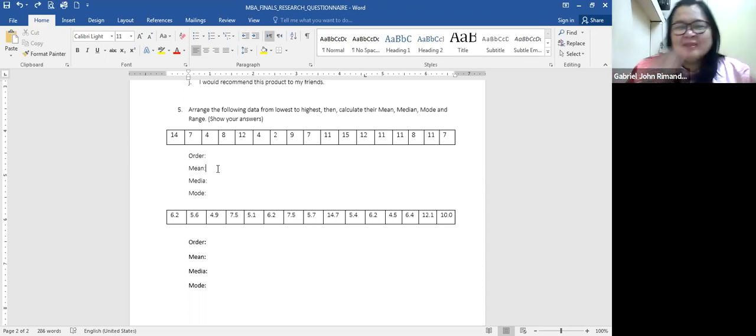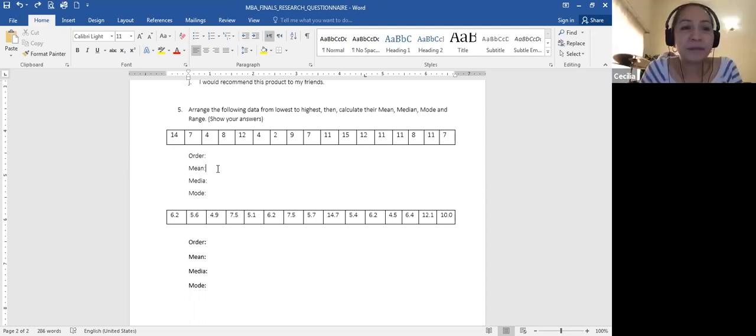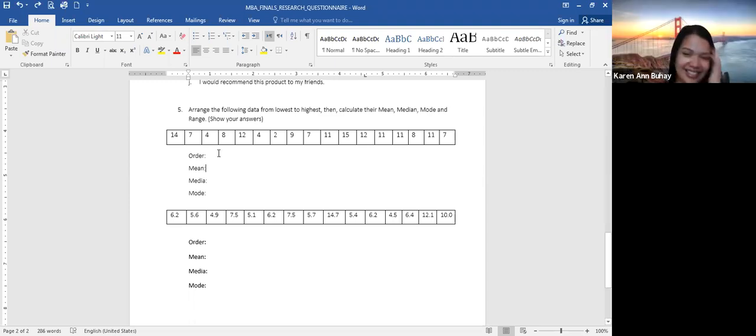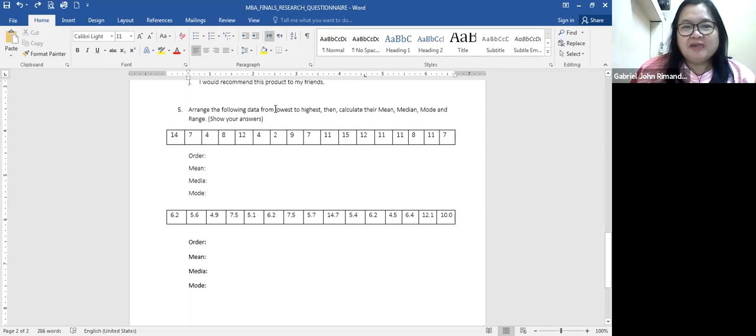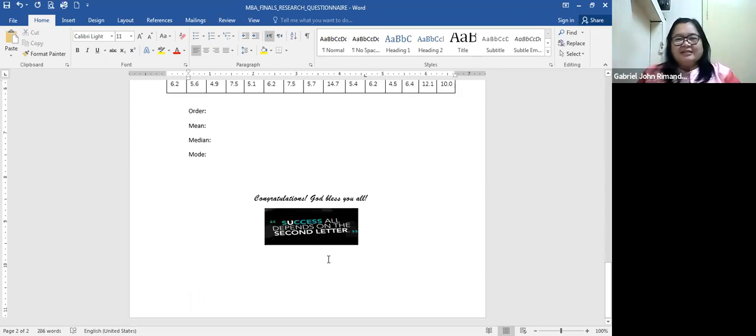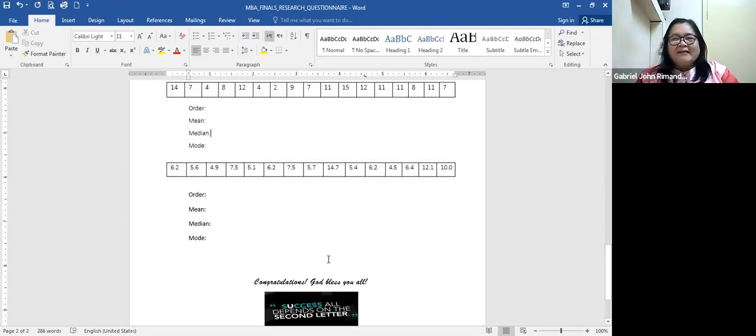Okay, so I want you to show your answers here, because you might have just guessed to answer. So first, arrive at the order from lowest to highest, then identify the mean, median, and mode. Mean, median, and mode. Okay? So, that's the end of the test. That's all, so easy.